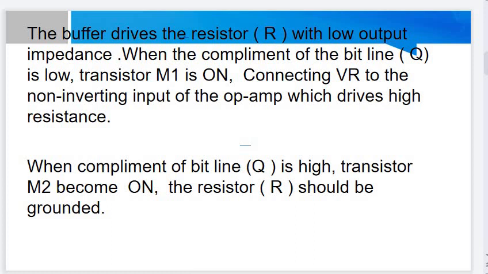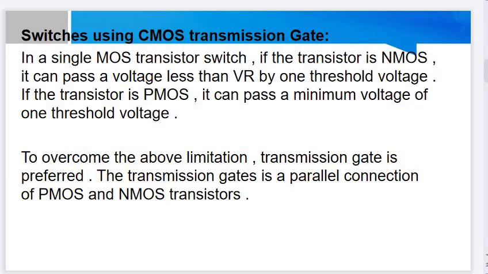When the complement of the bit line Q is low, the transistor M1 is on, connecting VR to the non-inverting input of op-amp, which drives the high resistance. When complement of bit line Q bar is high, the transistor M2 becomes on and the resistor R is grounded. Switches using CMOS transmission gate.